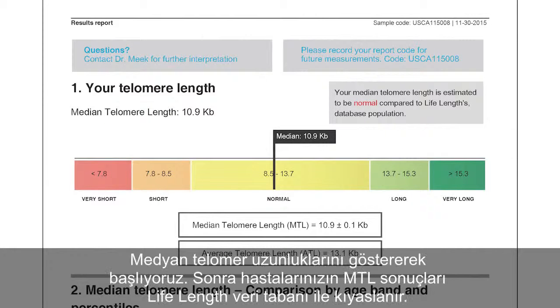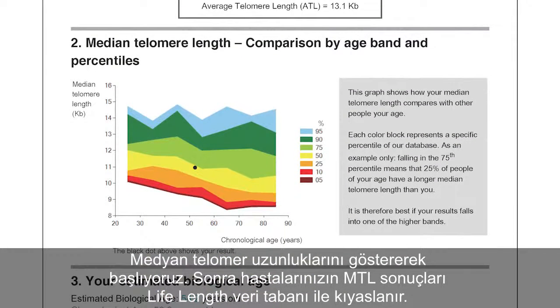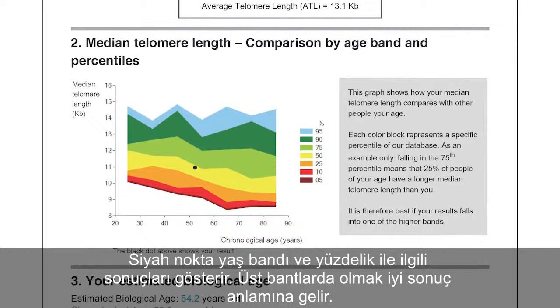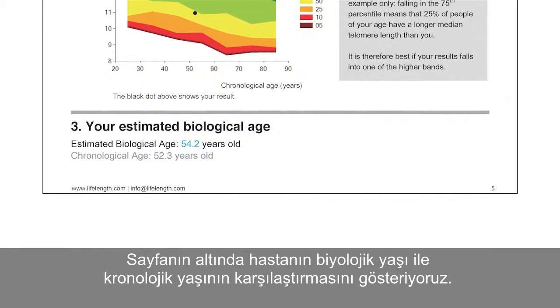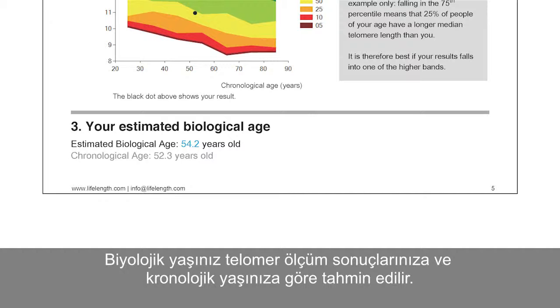Page 5 covers some basic measurements and comparisons. We begin by showing median telomere length. Next, your patient's MTL is compared to the results in LifeLength's database. The black dot shows their result with the age band and percentiles. It is best to be in the upper band levels. At the bottom of the page, we show the comparison of the patient's biological versus chronological age. Biological age is estimated based on a weighting between the telomere result measurements and adjusted for chronological age.